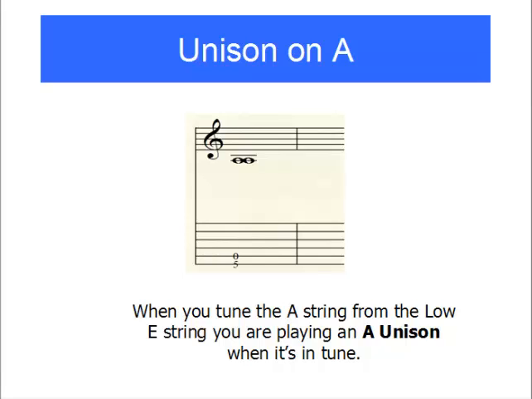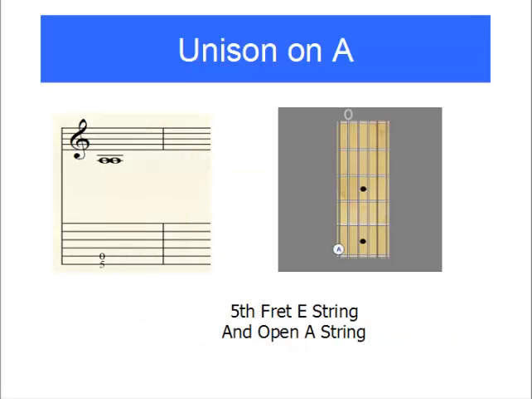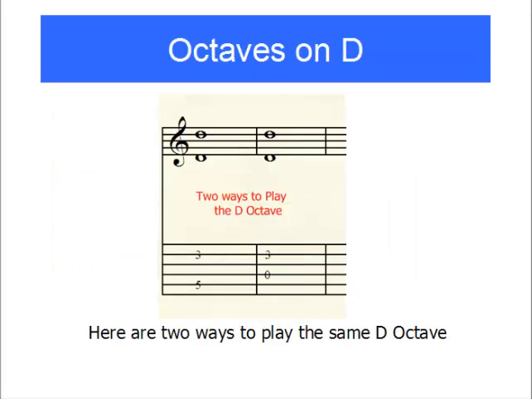Now we're going to play them at the same time. 2 A's of the same pitch. And listen carefully. The 5th fret of the E string and the open A string. There you go. Moving on.